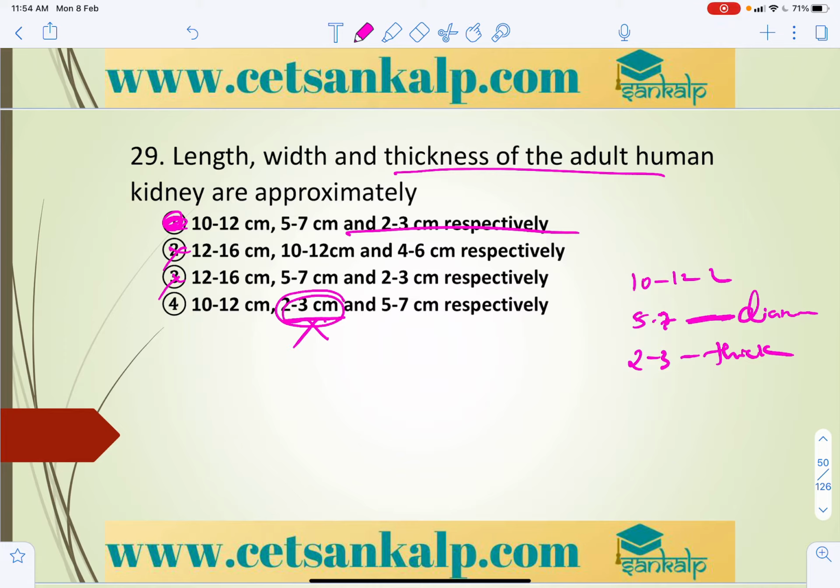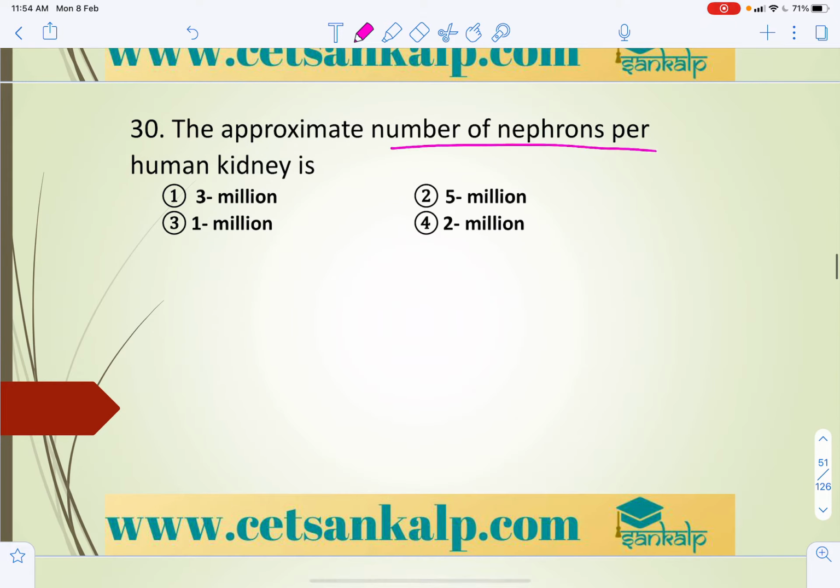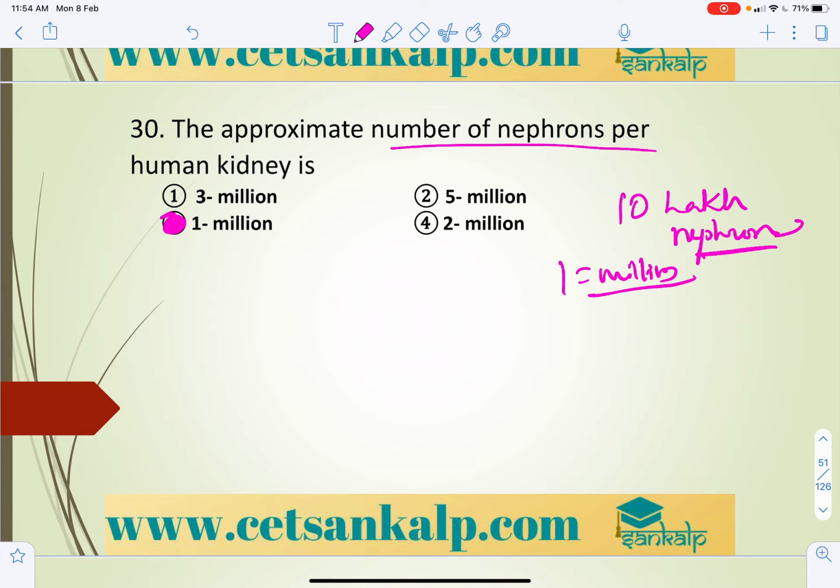Next question we can take: the approximate number of nephrons per human kidney. Whenever we want to say the approximate number, there will be 10 lakh nephrons in each kidney. That is 10 lakh, which is 1 million. 1 million is equal to 10 lakh. So the answer is the third one, that is 1 million.